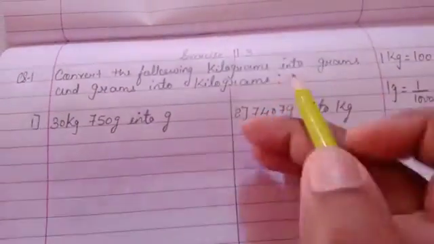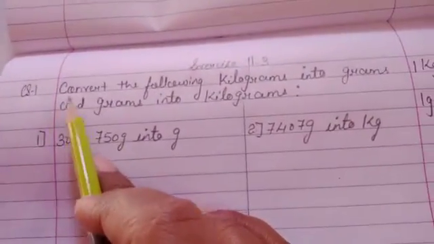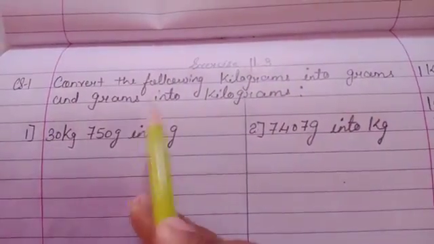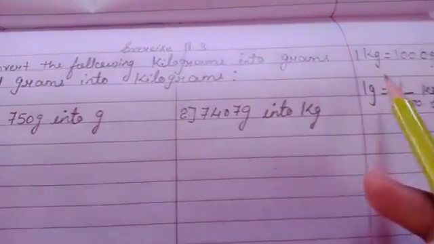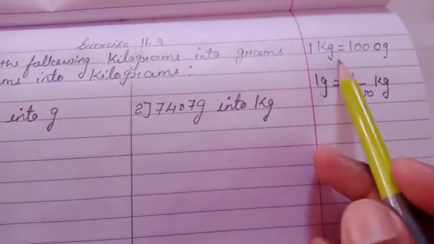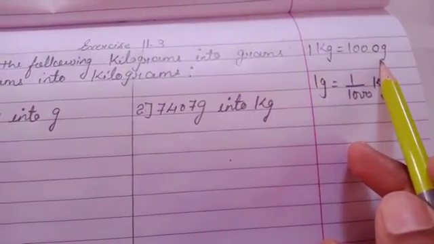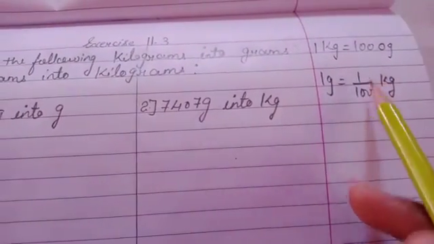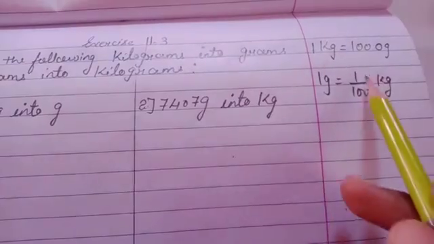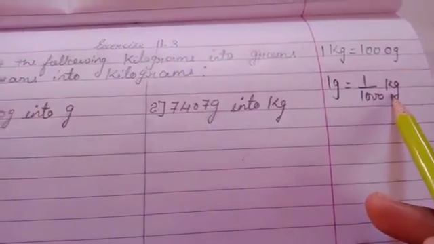Exercise 11.3. Question number 1. Convert the following kilograms into grams and grams into kilograms. So first, 1 kg is equal to 1000 gram, and 1 gram is equal to 1 upon 1000 kilogram.